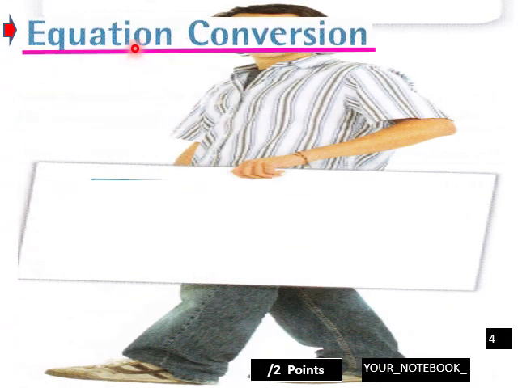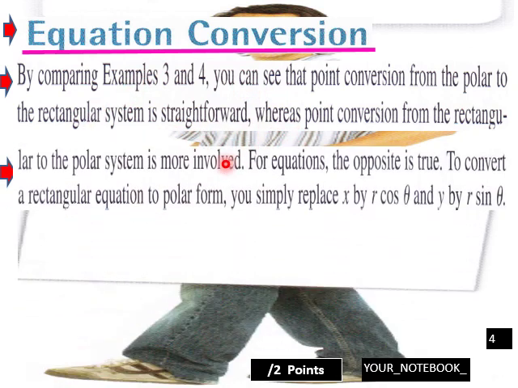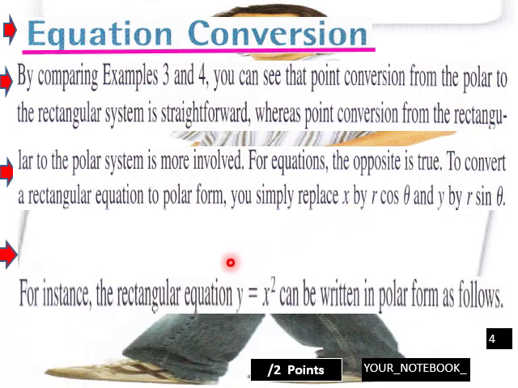Okay, so equation conversion. By comparing examples 3 and 4, you can see that point conversion from the polar to the rectangular system is straightforward, whereas point conversion from the rectangular to the polar system is more involved. For equations, the opposite is true. To convert a rectangular equation to polar form, you simply replace x by r cosine theta and y by r sine theta.